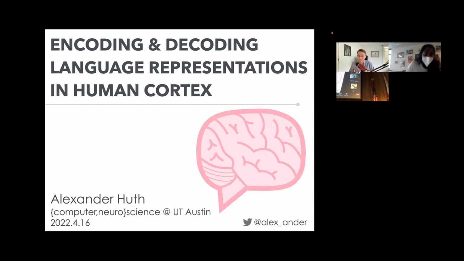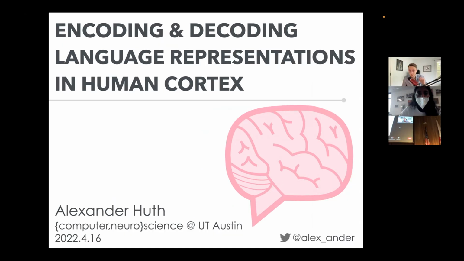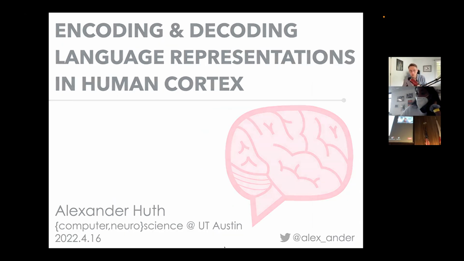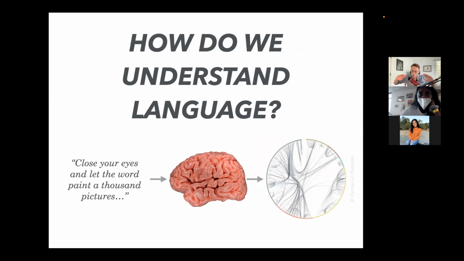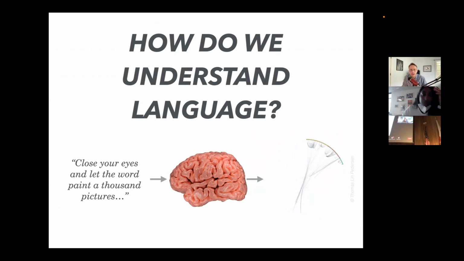My name's Alex Huth. I'm an assistant professor of computer science and neuroscience at UT Austin. I'm going to tell you today about some of the work that's going on in my lab on studying how our brains process and represent the meaning of language using computational models. The basic question that my lab is focused on is a very big question. It's the kind of question that we're not going to solve probably in my lifetime in any kind of satisfying way, but you gotta have goals, right?